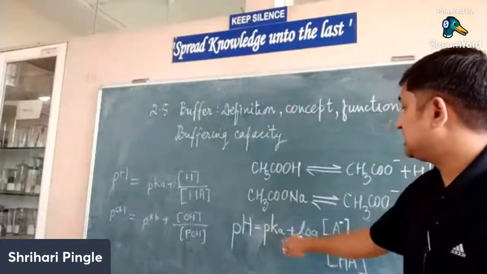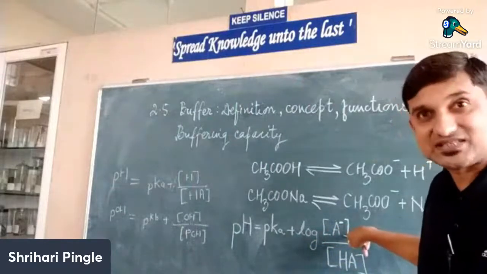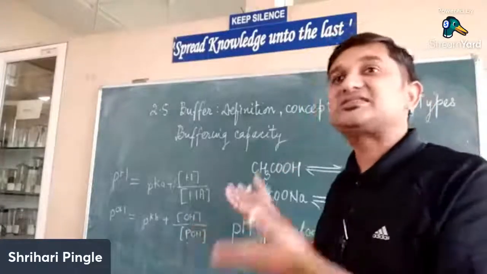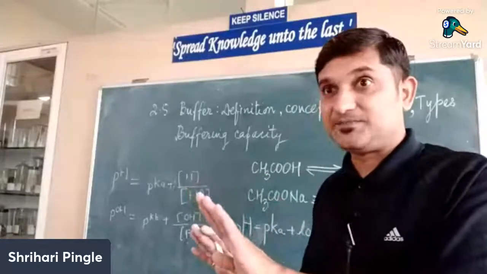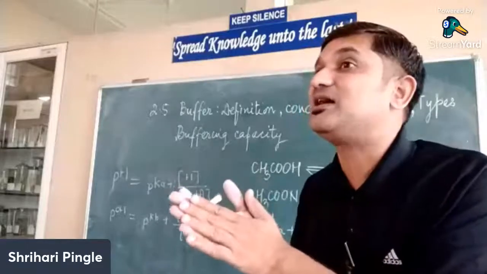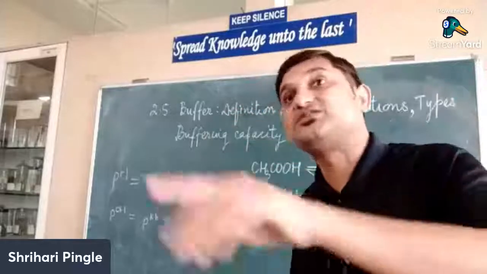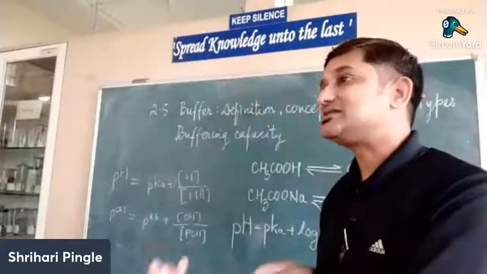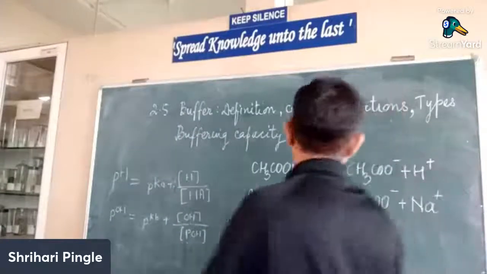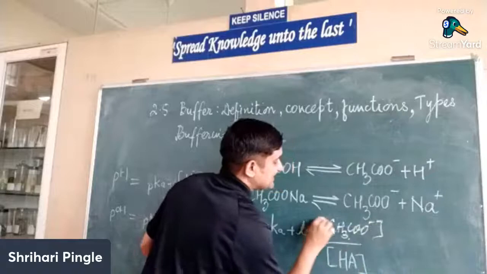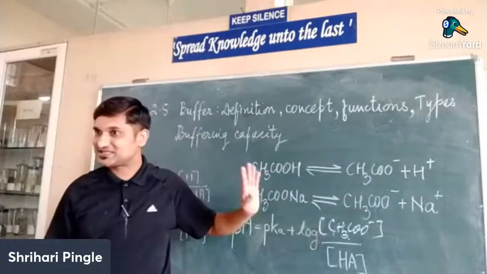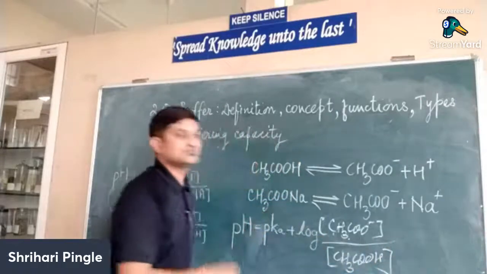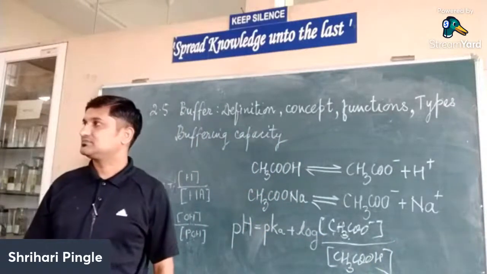Najmu says that pH equals pKa plus log of conjugate base concentration divided by concentration of the acid. So we can do this, which is the conjugate base in this case, and concentration of acetic acid. Am I right?